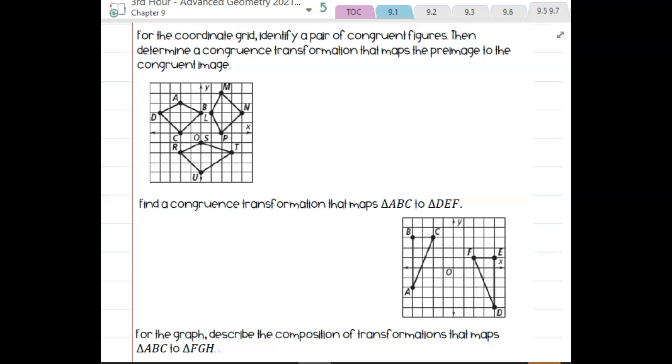So for the coordinate grid, we want to first identify a pair of congruent figures. Out of these 3 figures, 2 of them are congruent, so you're kind of picking out the one that doesn't match, would be another way to think about that. Then once we pick out the 2 congruent figures, we are going to write the congruence statement, and we will determine the congruence transformation that maps the preimage to the congruent image.